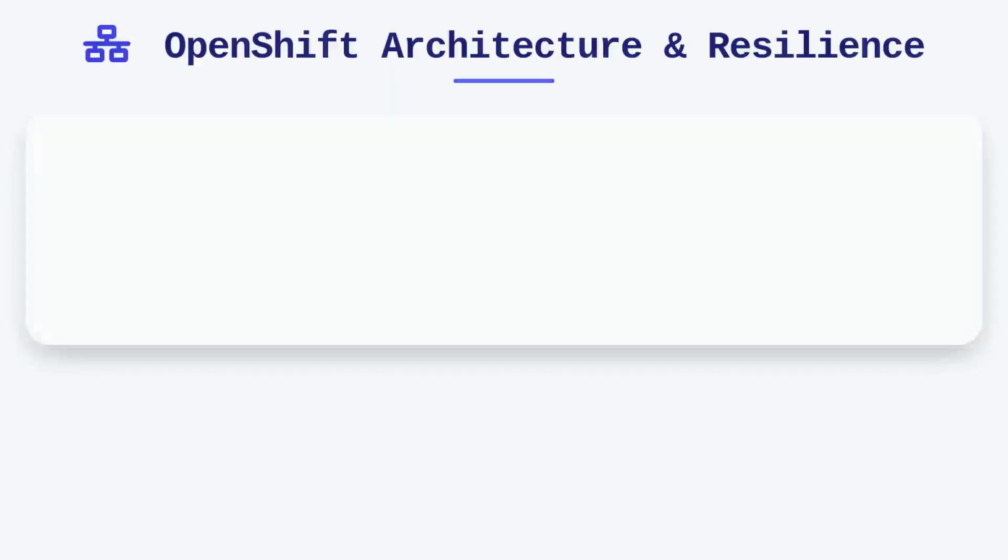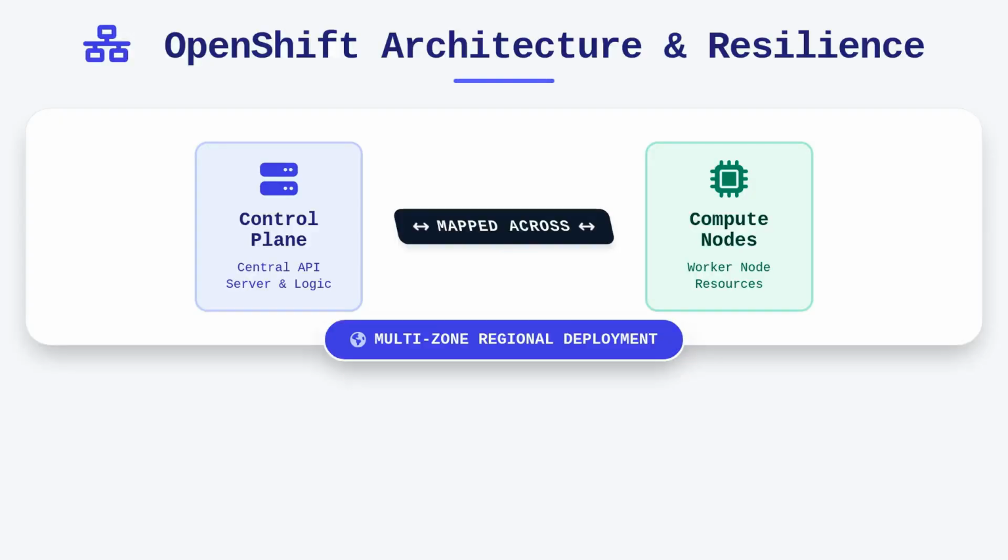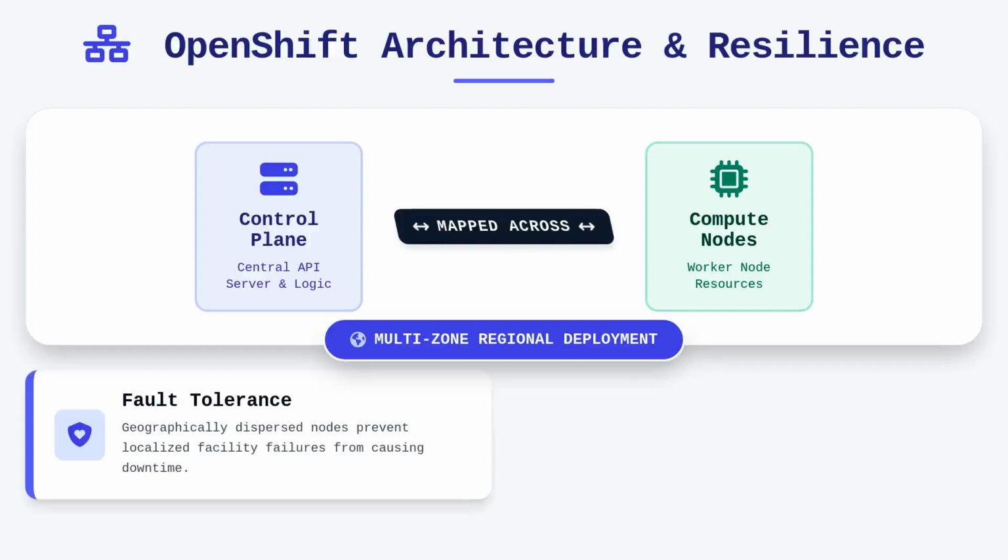The underlying architecture relies on a clear separation between the control plane and the compute nodes, which are mapped across multi-zone regions to ensure that the infrastructure remains fault-tolerant even if a specific facility experiences a localized failure. This multi-zone deployment strategy is crucial for achieving high availability, as it ensures that the API server and worker nodes are geographically dispersed yet logically unified under a single administrative domain.